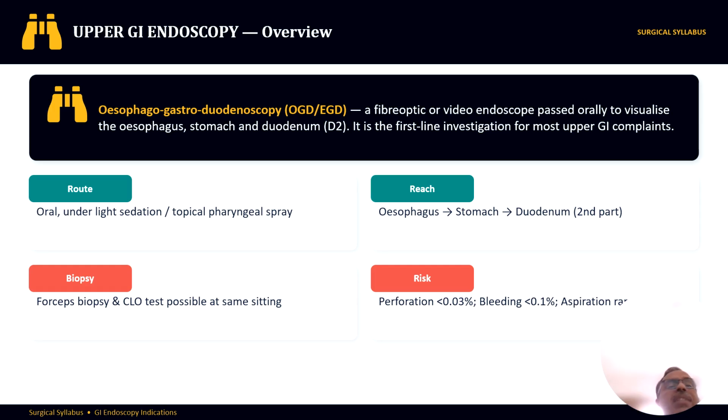There is a risk. It's a safe procedure, but there is always a risk. The risk of perforation is negligible, less than 0.03%, and the risk of bleeding is again very negligible, less than 0.1%, and sometimes aspiration risk is also there. But by and large, it's a safe procedure if done under correct precautions.